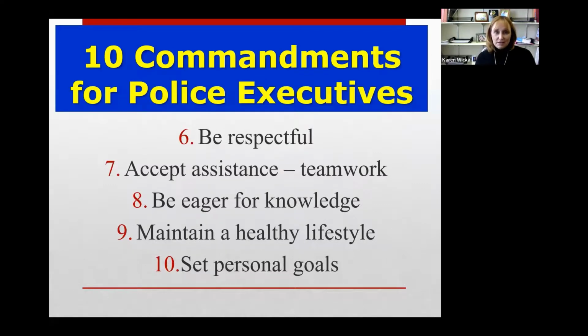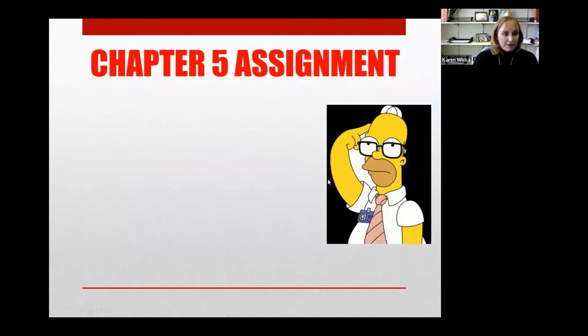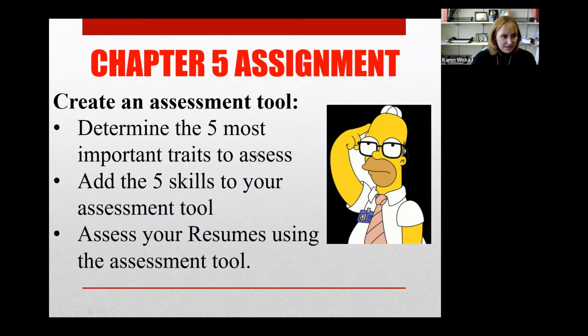Maintain a healthy lifestyle. We know that law enforcement is an extremely stressful position, and one of the things that helps is exercise and eating and taking care of yourself. You, again, are a role model for the rest of the organization. You want your officers to stay healthy and productive, so exhibit that healthy lifestyle and set personal goals. Just because you're the boss doesn't mean that you can't constantly strive to improve yourself. So set goals for yourself and constantly try to achieve those goals. Never just settle for where you are. Okay, so that's the lecture for today.